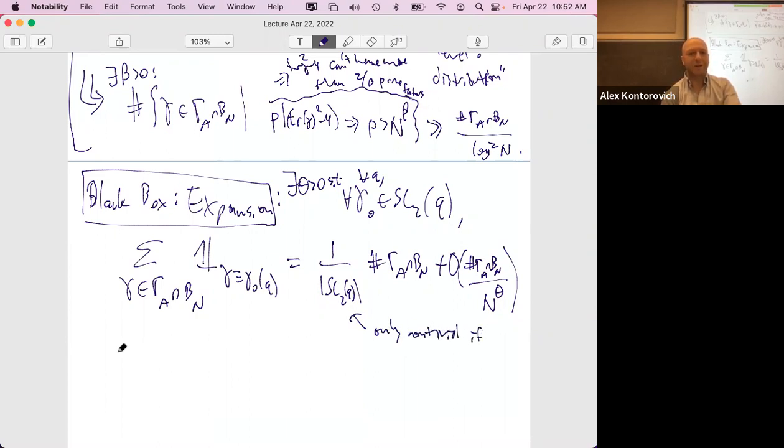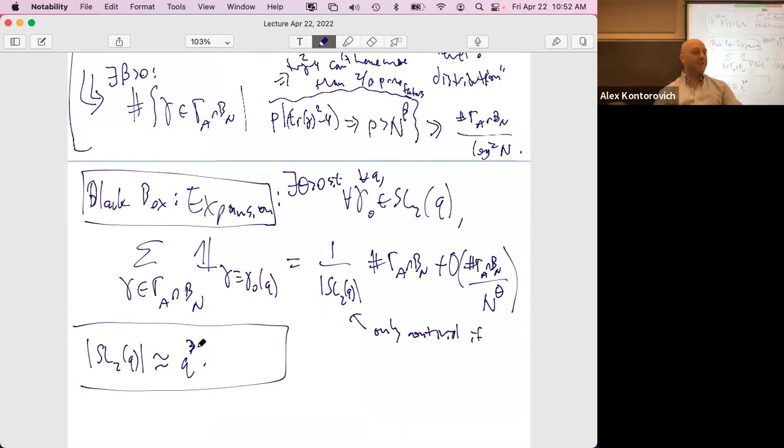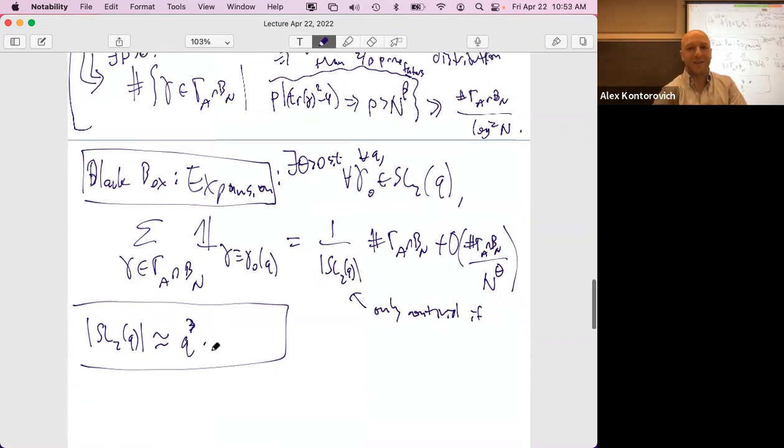How many elements are there in SL2Q, roughly? Q cubed, exactly. Right, because it's AD minus BC equals one. That's one modular condition. So once you know A and D, then C is determined. So there are n squared points in SL2Z, but in Z mod QZ, there's Q cubed points, because you don't see the distinction between a quadratic relation and a linear one. Anyway, this is an easy exercise.